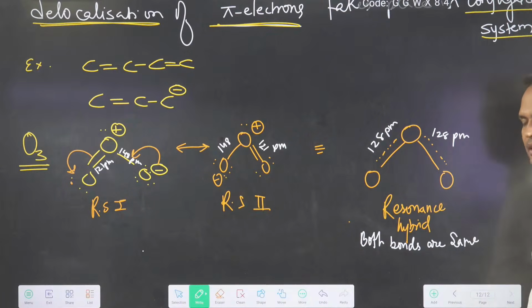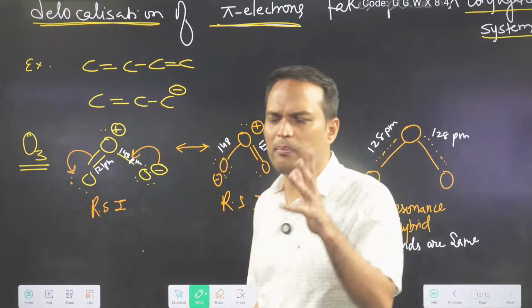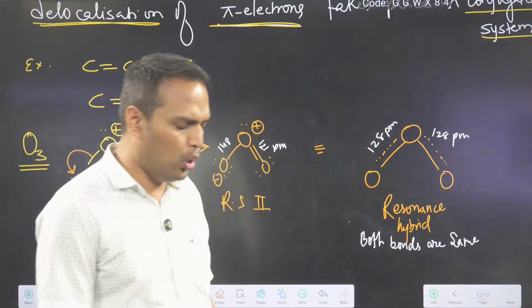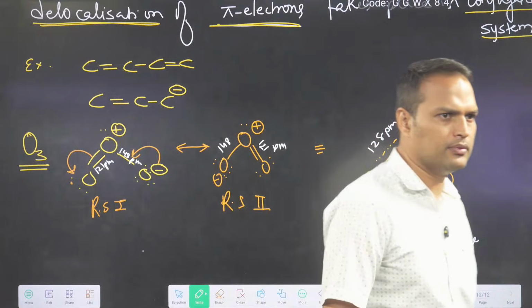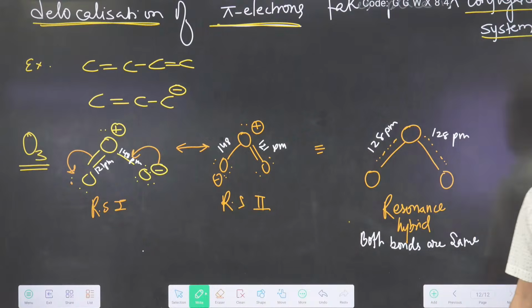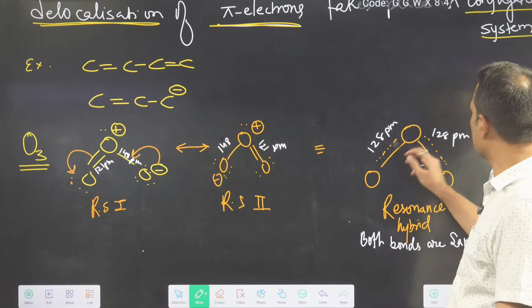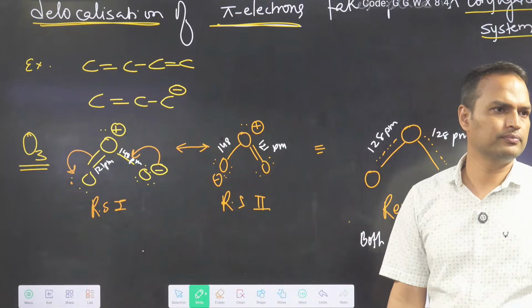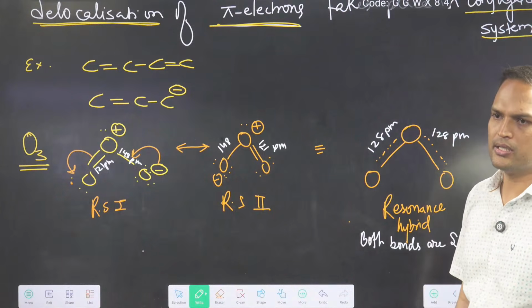Same. They will ask you how many types of O-O bond length in ozone? Reply. How many types of O-O bond length? We will do this question only, not more. How many types of O-O bond length in ozone? Only one type, because both are what? Same. Both are what? Same.